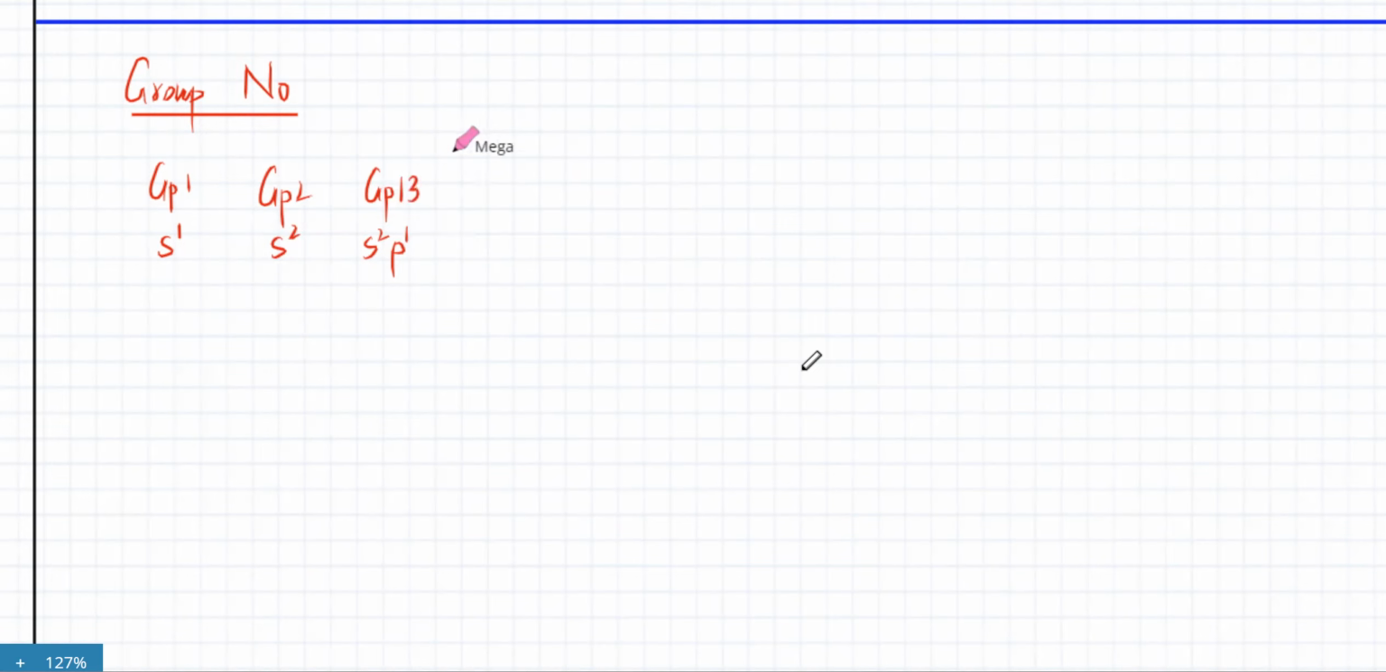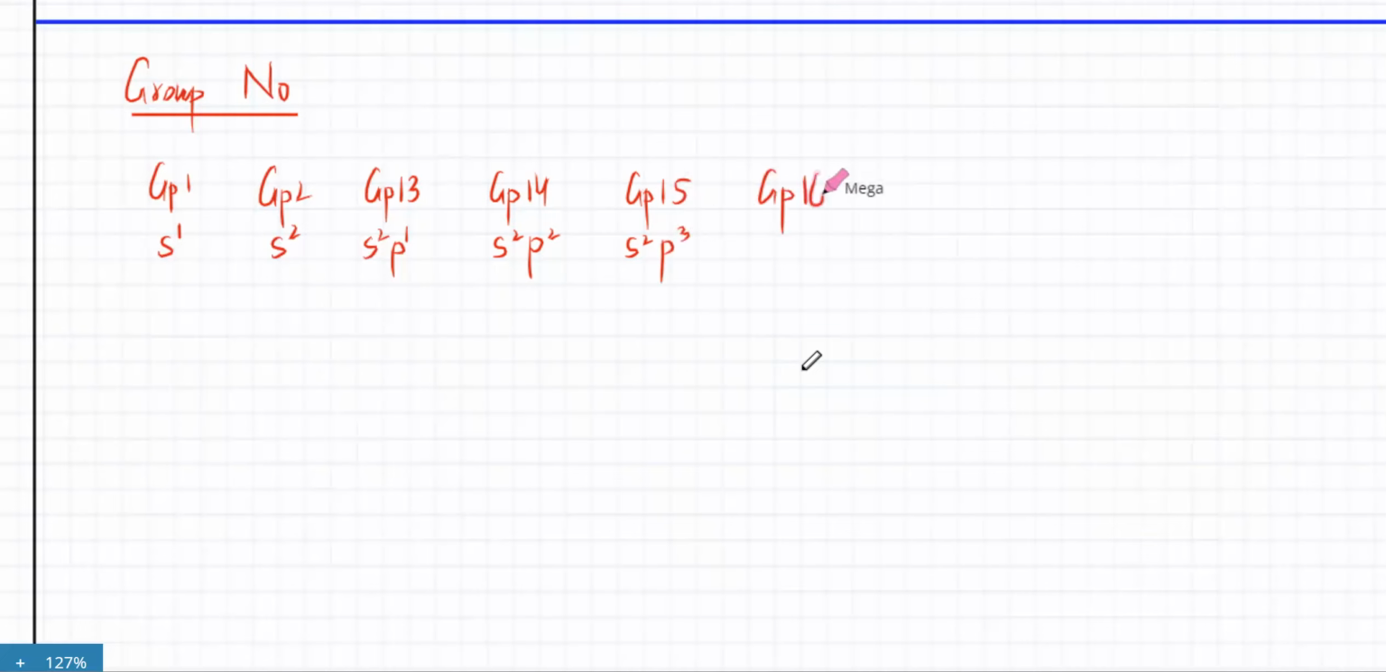Then you have group 14, or group 4. That's going to be S2 and P2. And then group 15, sorry, not 16, 15, or group 5: S2 and P3. Followed by group 16, that's going to be S2 and P4.